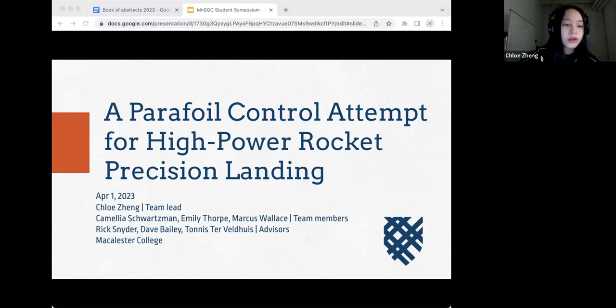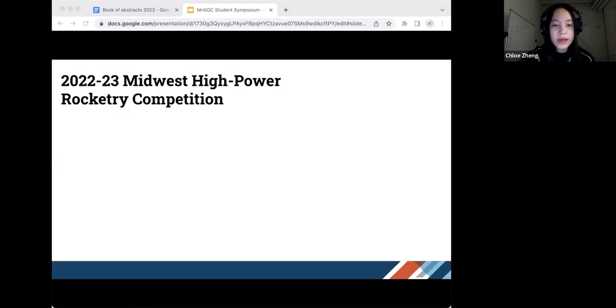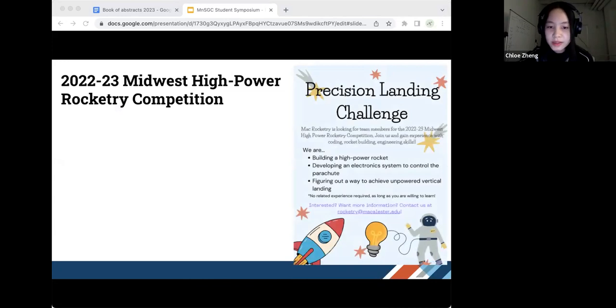Okay. Hi everyone. My name is Chloe and I'm from Macalester College. Today I'll be sharing with you a project that we've been working on for the past couple months for this year's Midwest High Power Rocketry Competition. So this year we have the Precision Landing Challenge. This is the poster that we made in early fall 2022 when we wanted to recruit members for the team.